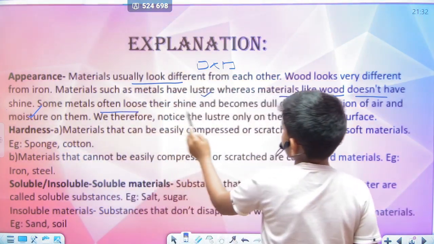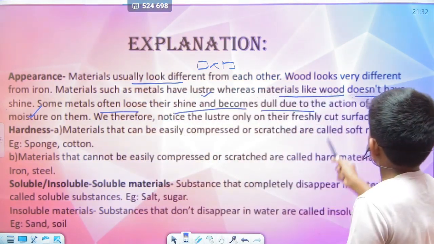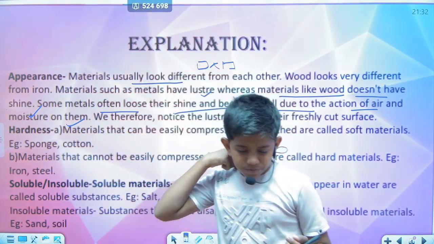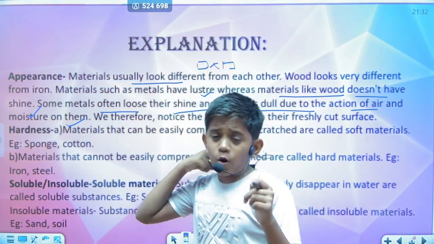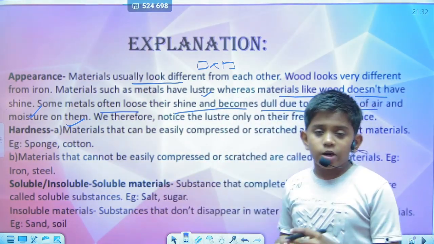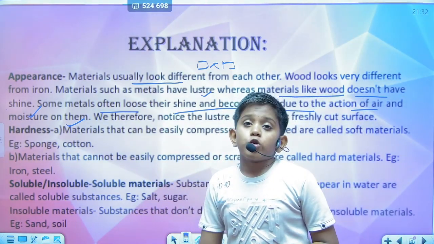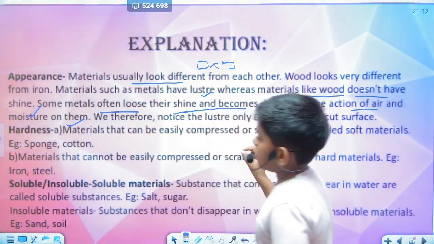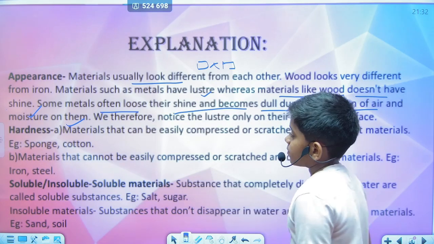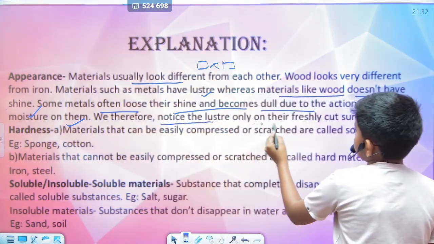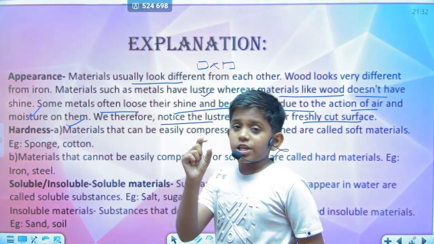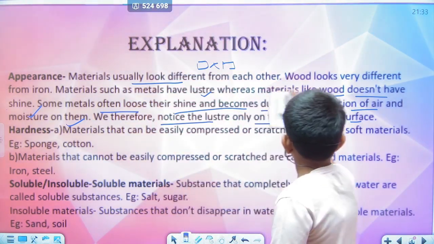Some metals often lose their shine and become dull due to the action of air and moisture on them, meaning a brownish layer forms. In contact with moisture and air, a corrosion process happens on the metals and they lose their shine. We therefore notice the luster on their freshly cut surface.